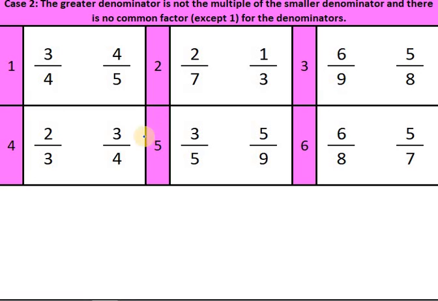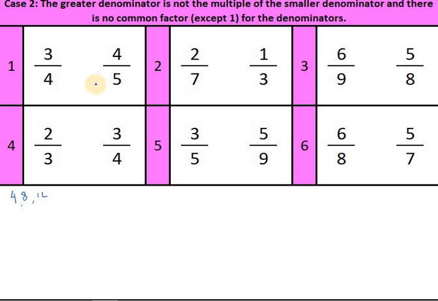Okay, so the first one, as you can see, is 3 out of 4 and 4 out of 5. 5 is the greater denominator, right? And it is not a multiple of 4. As I always say, 4 cannot jump to 5, right? Because when you jump by 4, you get 4, 8, 12, so the jump of 4 does not go to 5.